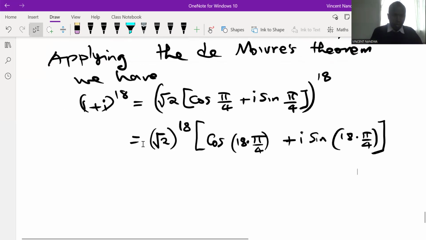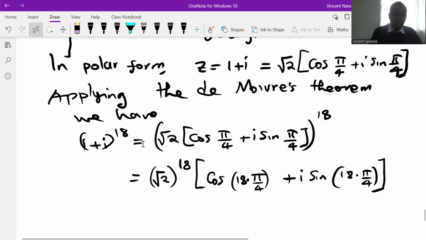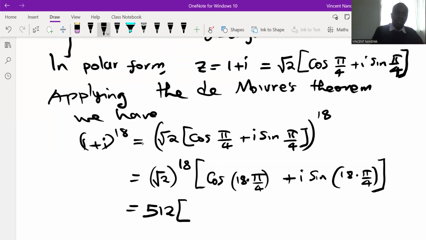So root 2 raised to power 18, we get 512. Then 18 divided by 4, we get cosine of 9 pi over 2 plus I sine 9 pi over 2.